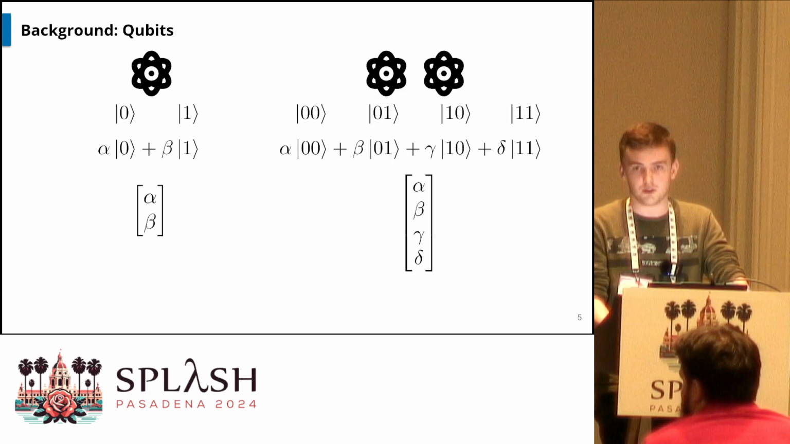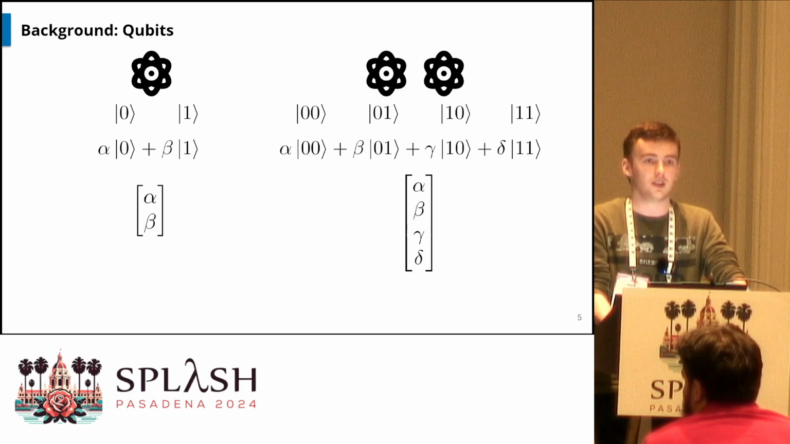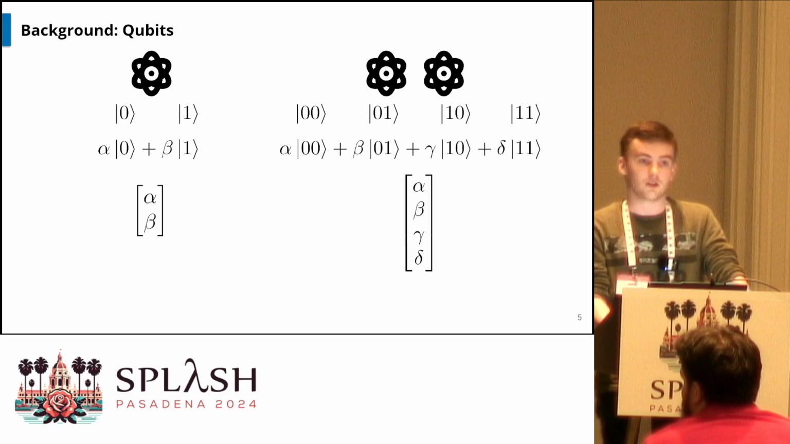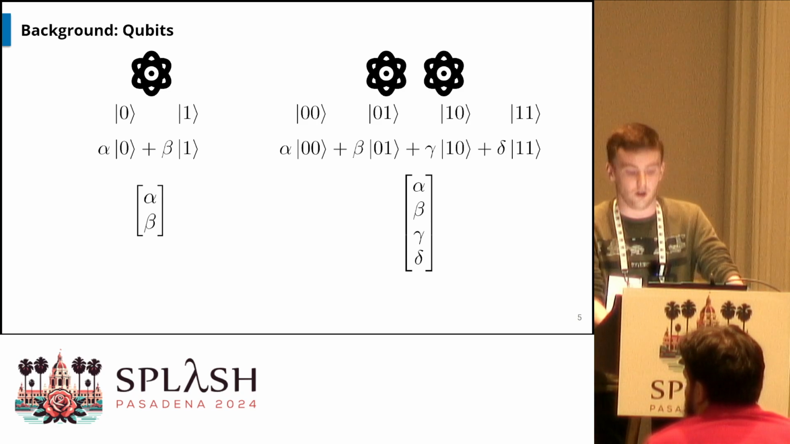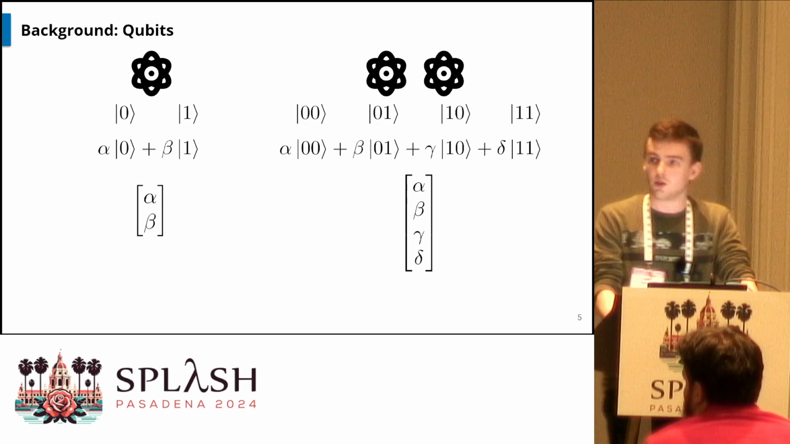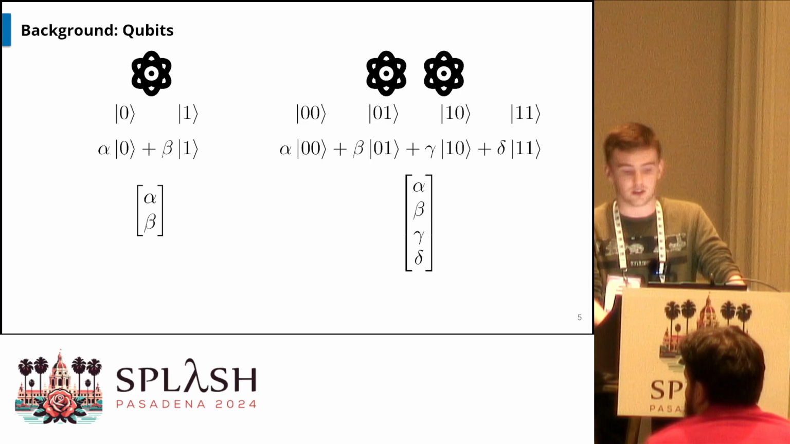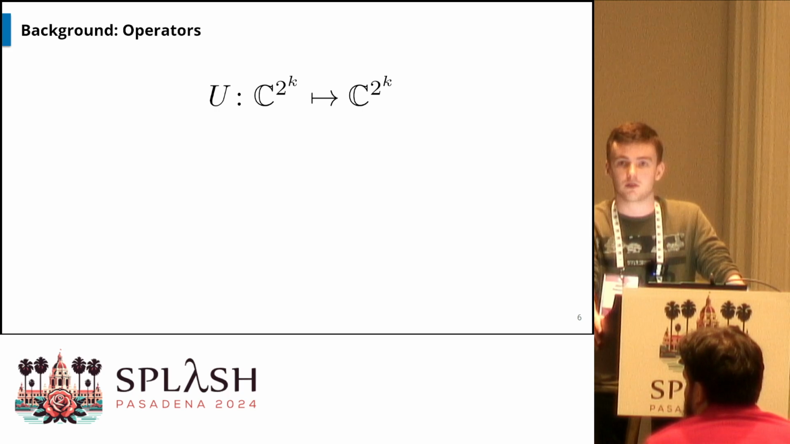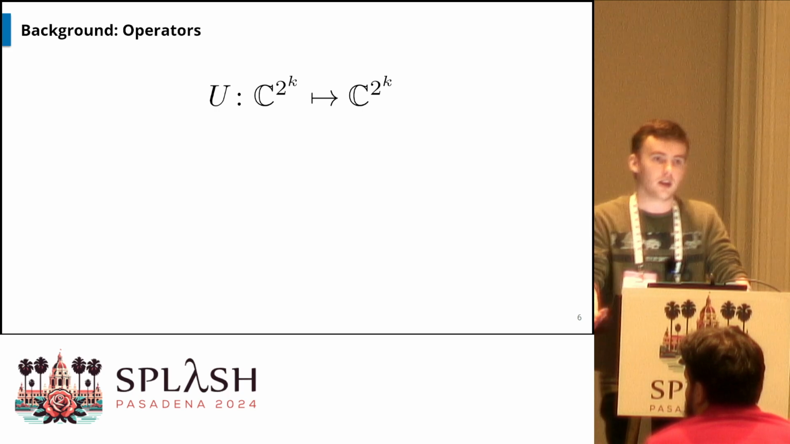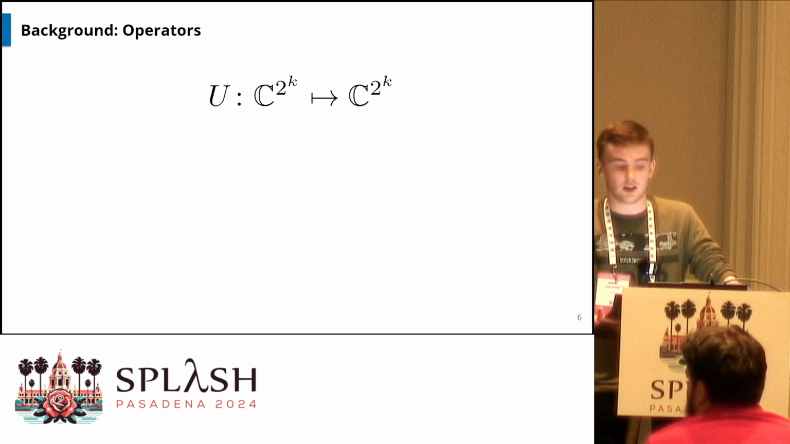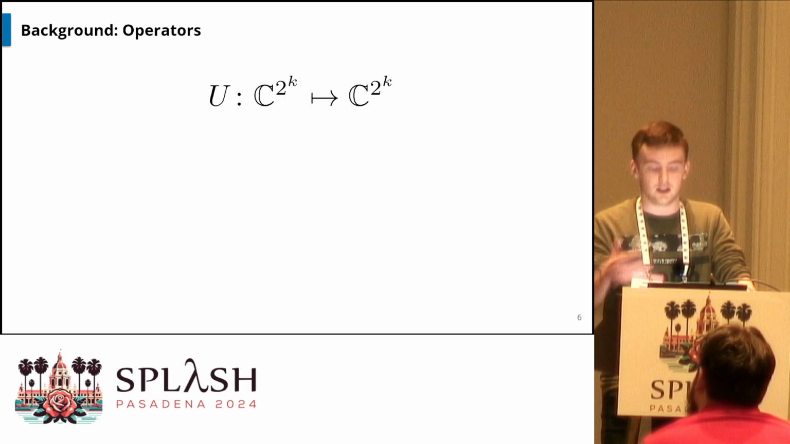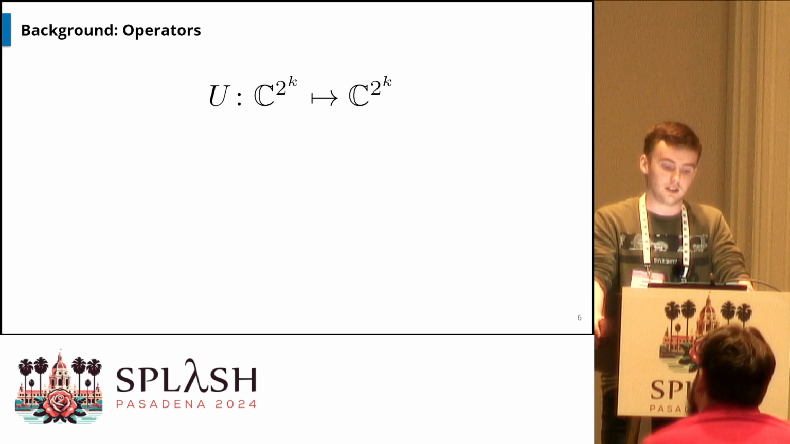Now, for 2 qubits, this generalizes pretty straightforwardly. Instead of 2 states, you have 4 states, and your vector representation now consists of 4 numbers, all complex. In quantum computers, you of course want to apply operations on these input states, and the way we do that is using operators. Operators are simple functions that go from one state to the next state. In this example, we have k qubits, and then your input representation is of the form C^(2^k).